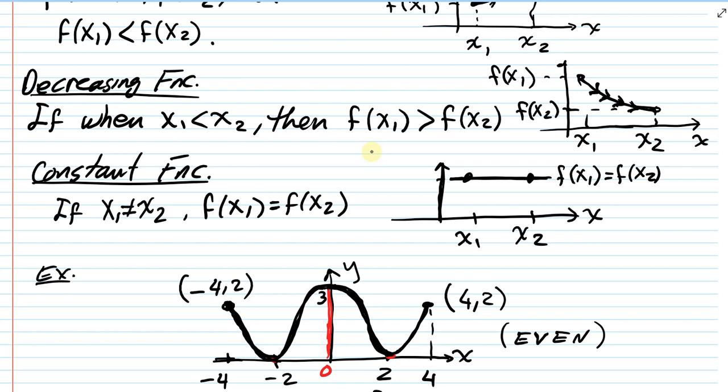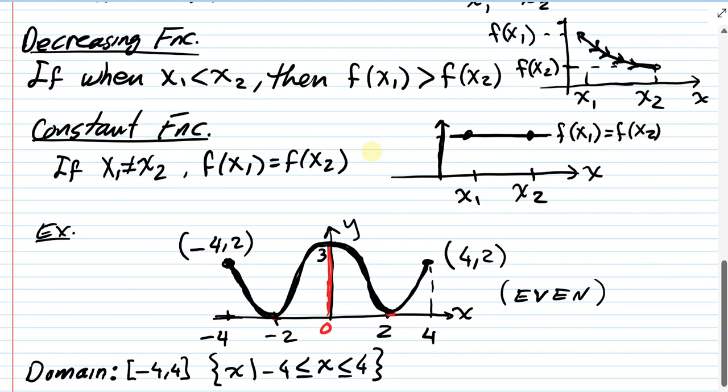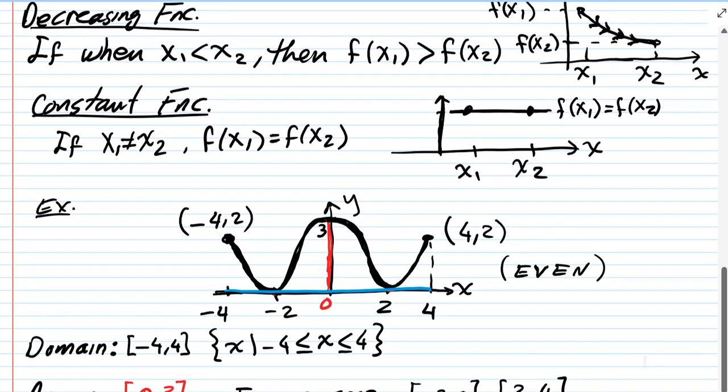Now, what is the domain? Let's go through some of the characteristics of the function. So the domain of this function is going to be from -4 to 4. Remember, for domain, we look at the x values. And there you go. There's the domain. And I have written the domain in both interval and set builder notation.